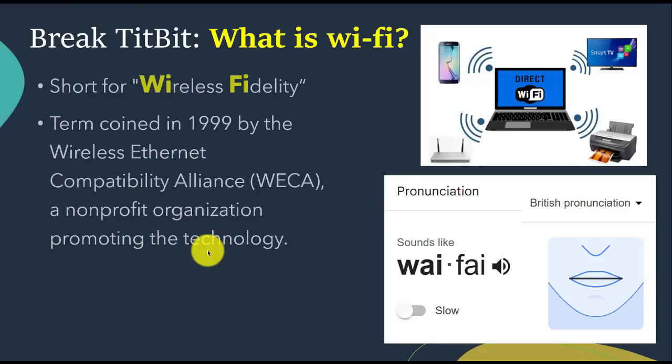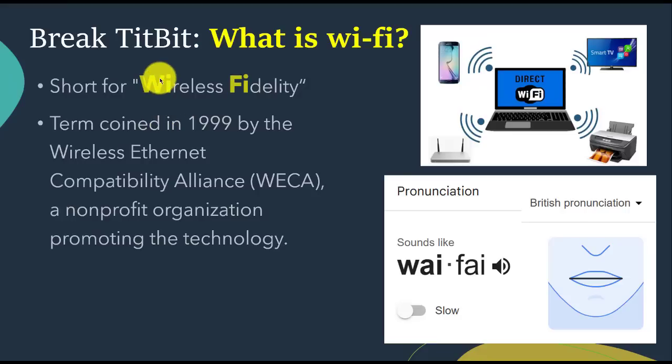Yeah, while on this short break, let's have some tidbits. Our break tidbit: what is Wi-Fi? Sorry, what is Wi-Fi? Hey, I'm not joking. In the francophone environment, they call it Wi-Fi. But what is Wi-Fi? You can see how it's pronounced here. If you go online, you're going to pronounce it Wi-Fi.